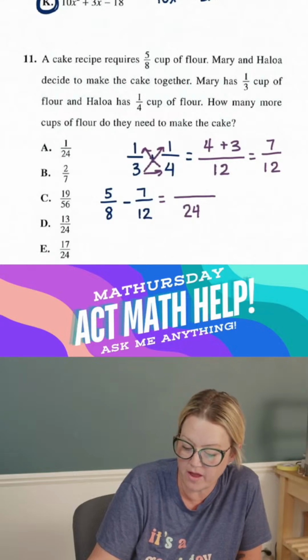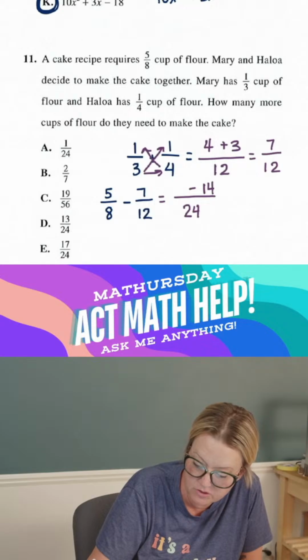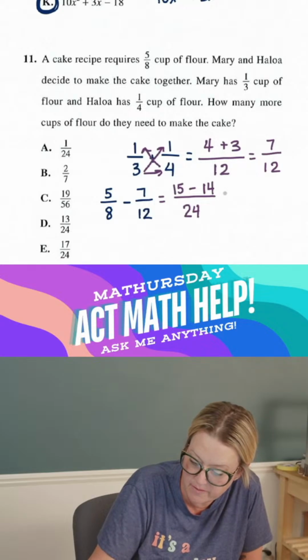So I know that 12 times 2 is 24. So that means that 7 times 2 is 14. 8 times 3 is 24. 5 times 3 is 15. So it's 15 minus 14, which is 1/24.